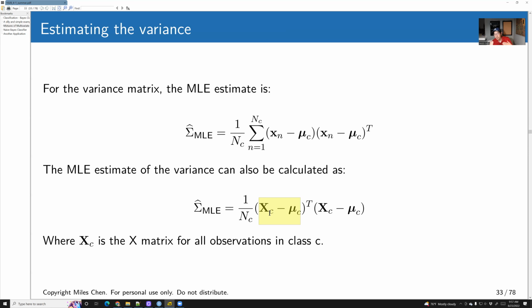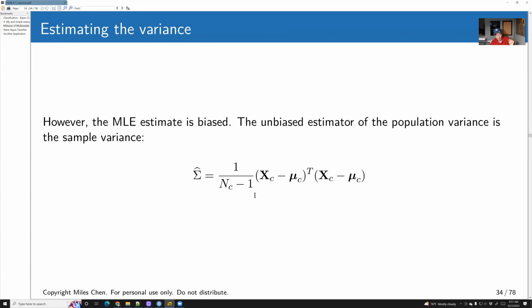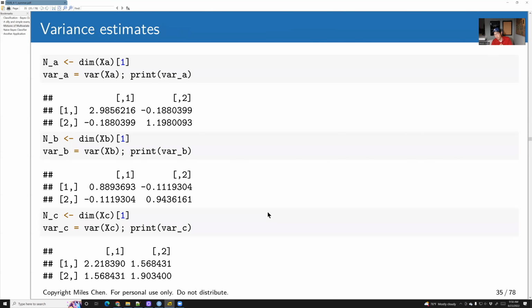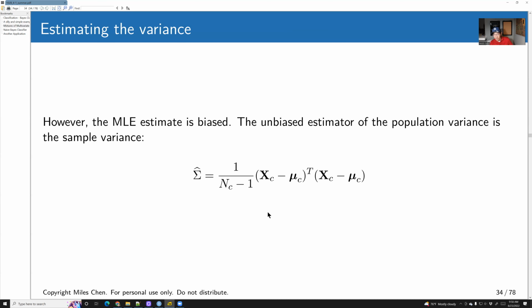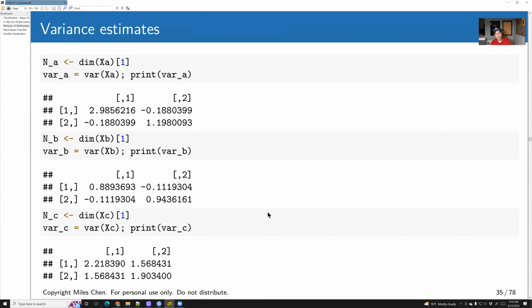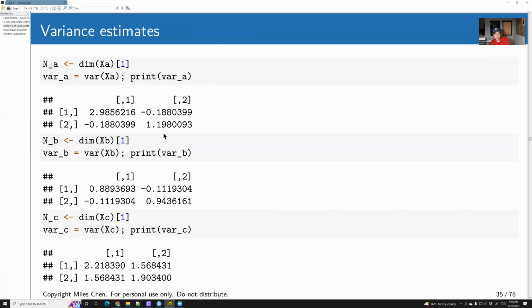To compensate for that, instead of dividing by n, we divide by a number that's a tiny bit smaller, n minus 1. That actually fixes the amount that we're underestimating by. So that's why we divide by n minus 1 rather than n. But anyway, we can just get the estimates of our variance by calling variance in R. We take the observations that belong to class A, ask what's the variance of that, and we get these variance estimates.